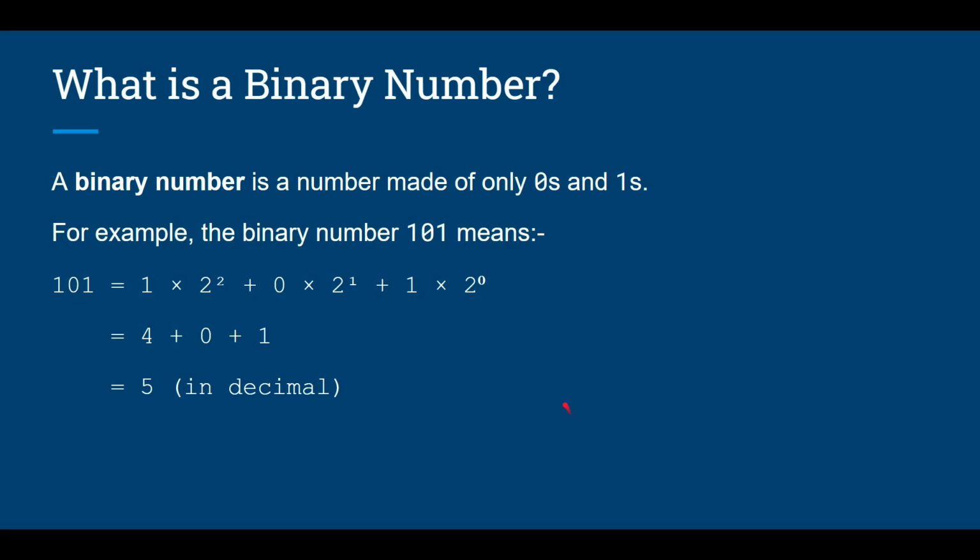Very first, if you are a beginner, we should understand what a binary number is. A binary number system is made of only zeros and ones, which are called bits. For example, the binary number 101 means 1 times 2 to the power 2, plus 0 times 2 to the power 1, plus 1 times 2 to the power 0. If you do the sum mathematically, you will get 5 as the decimal number. How this works, we'll understand later.